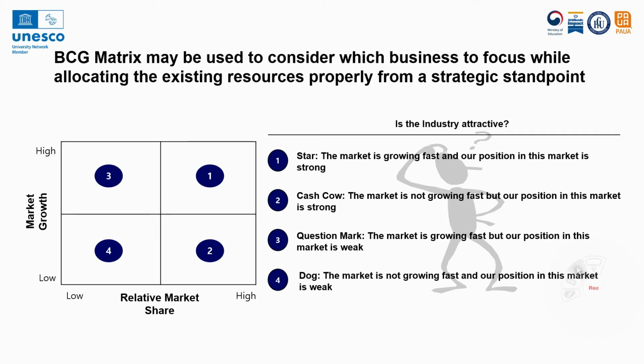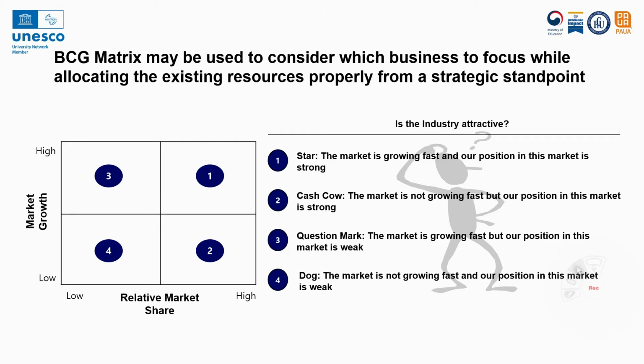So, left, right hand, and then upper boxes, which is number 1 area where the market is growing fast and our position in this market is strong, and we may say it's a star because the market is growing and your position is strong, so you can take advantages of all the market growth for yourself first.